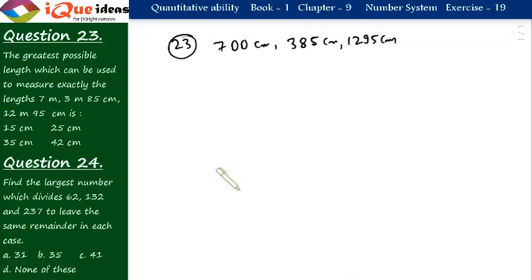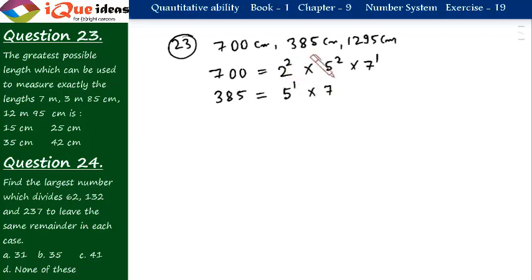The length that can measure all of them should be a factor of all of them. Alright, so let's simply find the HCF of all these numbers. So let's factorize all of them. 700 is equal to 2 raised to the power 2 into 5 raised to the power 2 into 7 raised to the power 1. 385, if you factorize, if you divide by 5, it will be 77 into 5. So it is 5 raised to the power 1 into 7 raised to the power 1 into 11 raised to the power 1.